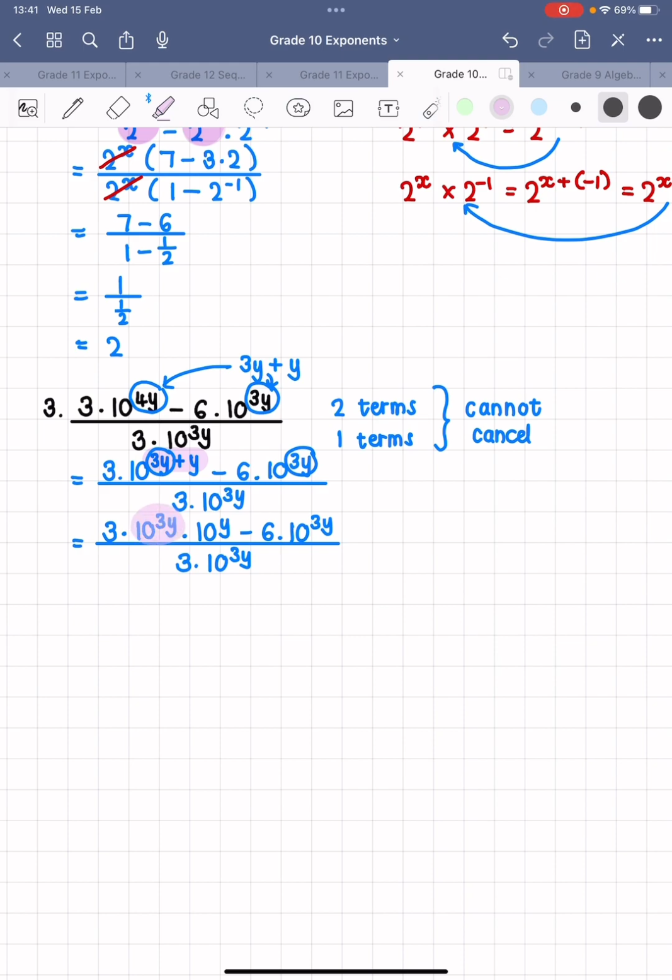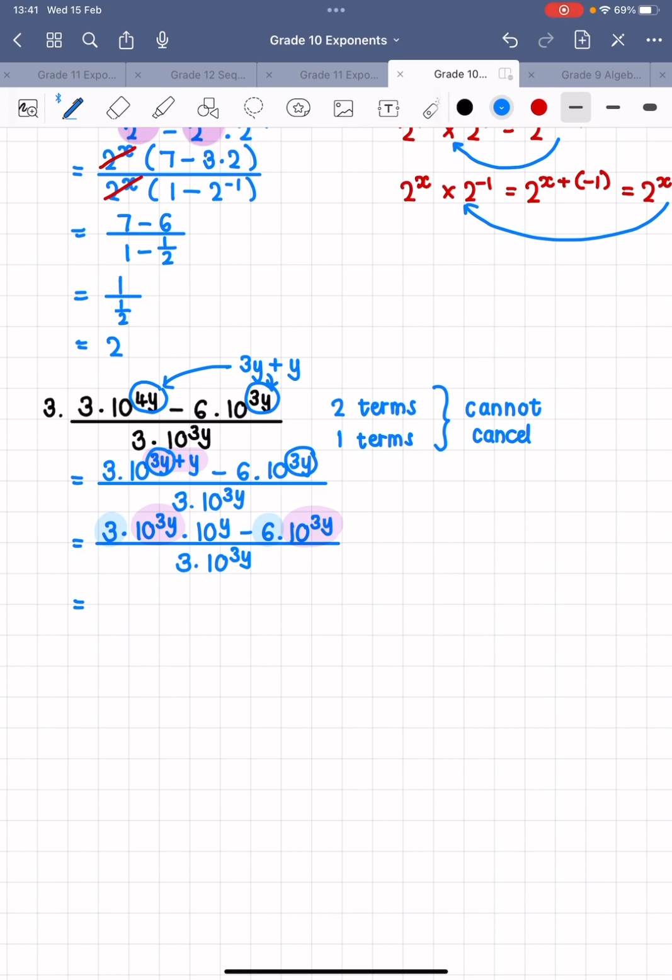We have a 10 to the 3y over here and over there, so we can take those out as a common factor. We don't have to factorize the bottom because that is already one term. So at the top, oh, and actually now that I think of it, we can actually see that we have a 3 and a 6, and 3 and 6 also have a common factor, right?